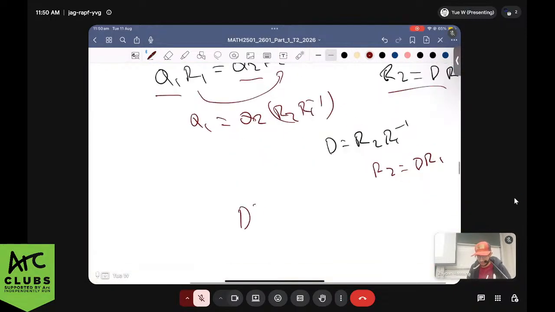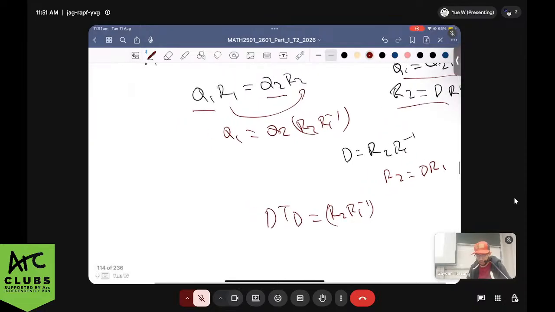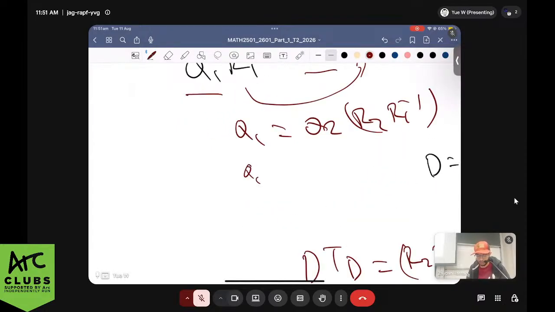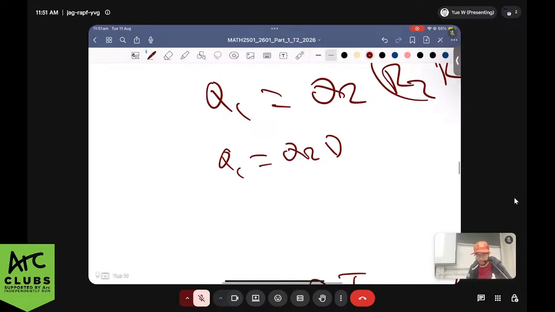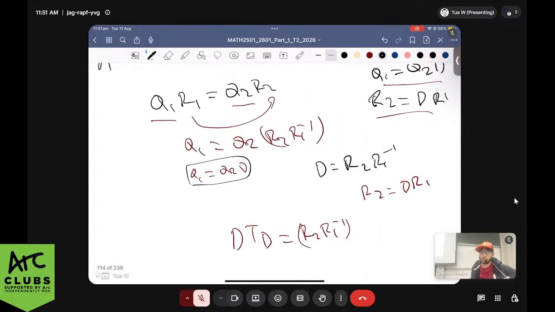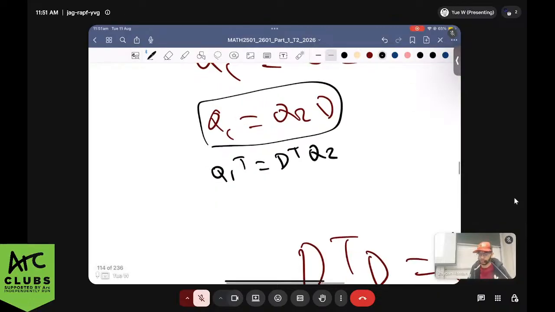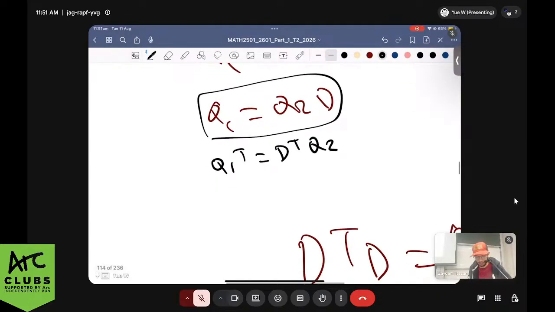So D transpose D is R2 R1 inverse... Okay, wait, let's go back to here. Q1 equals Q2 D. So this is what we had, and we had the other one. We can try both of them, trying to prove D transpose D is the identity, but you'll see that it actually works better if we try it from this one. I'll take the transpose of both sides. Technically it's square, so we can do it the other way as well.